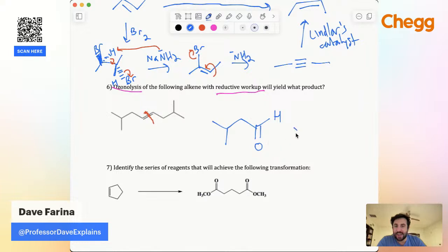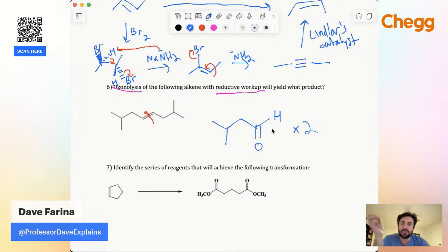And so we have that, and we have two of them because this is a symmetrical molecule. If this was not symmetrical, we would have two products. But in this case, when we pull that apart, we have identical fragments. So we're going to get two of that aldehyde. And so that's what ozonolysis does.